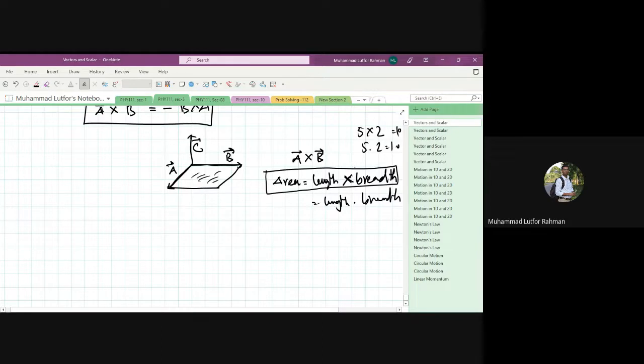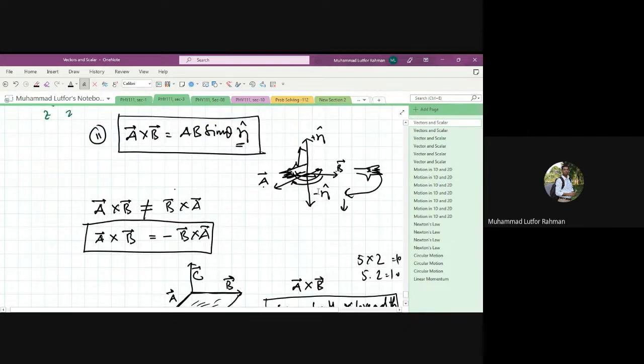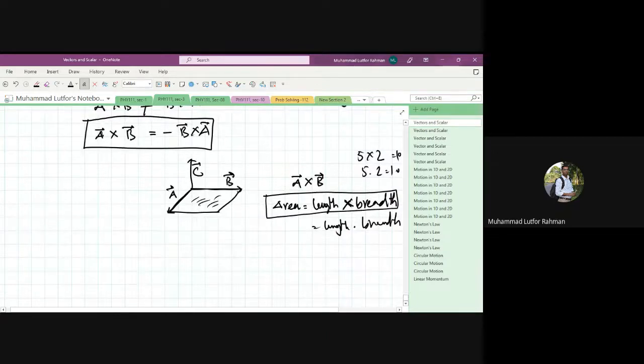The direction of this vector will always be perpendicular to that surface. A cross B, eta hat, will always be perpendicular to both A and B. So when you multiply one side with the other side of your room, A cross B gives you the area of your room. The direction of this area would be perpendicular to that surface, either the upward direction or the downward direction.